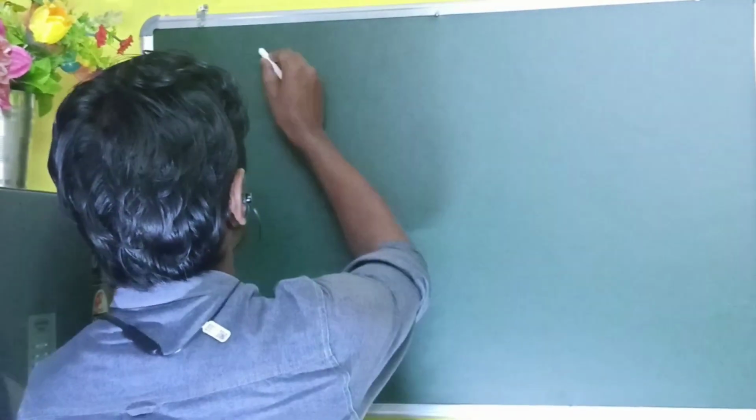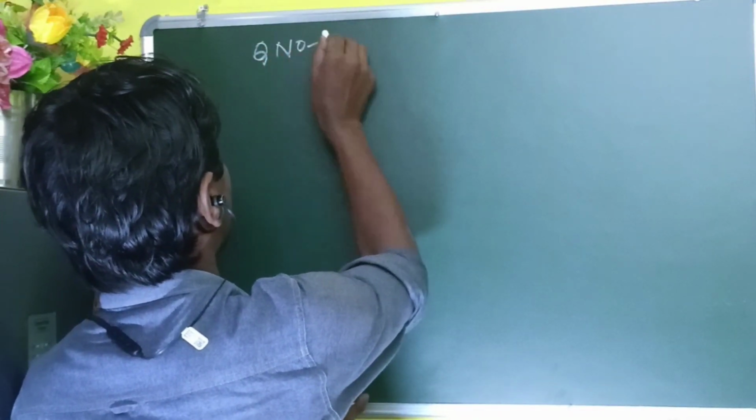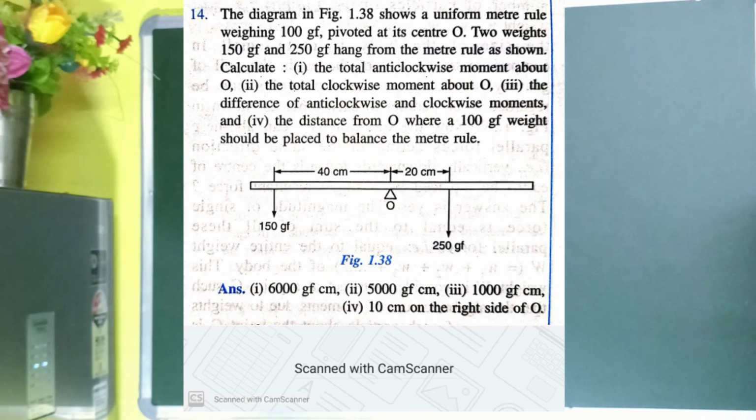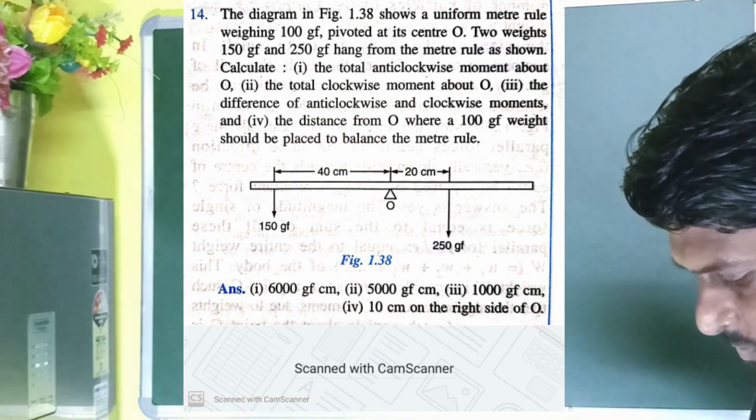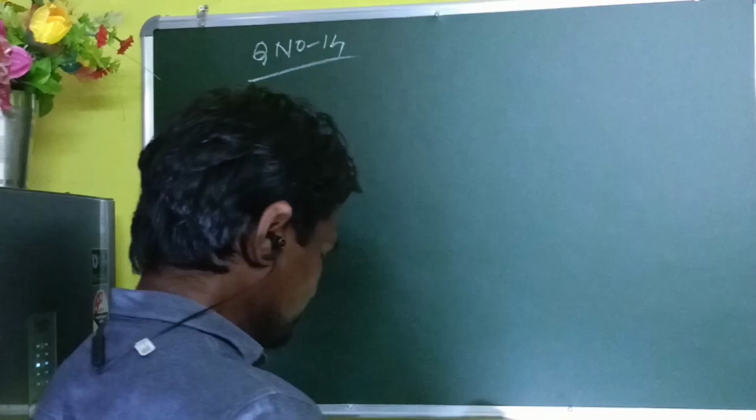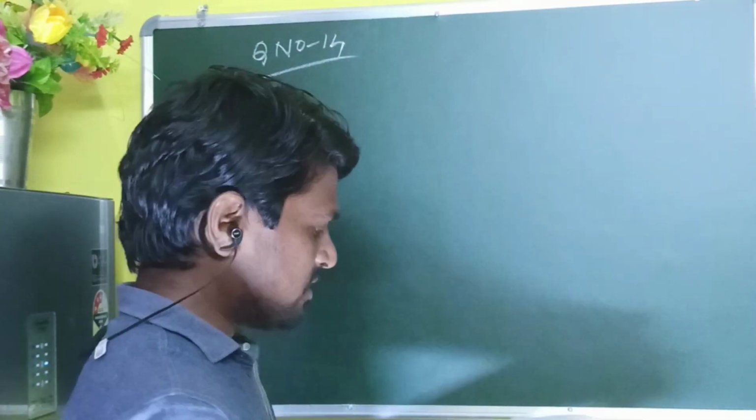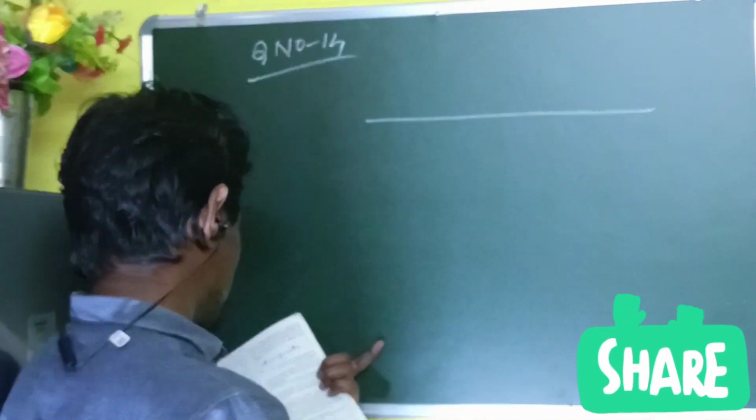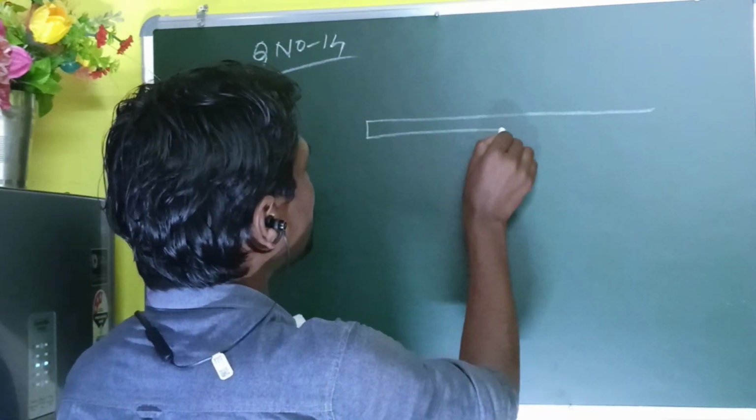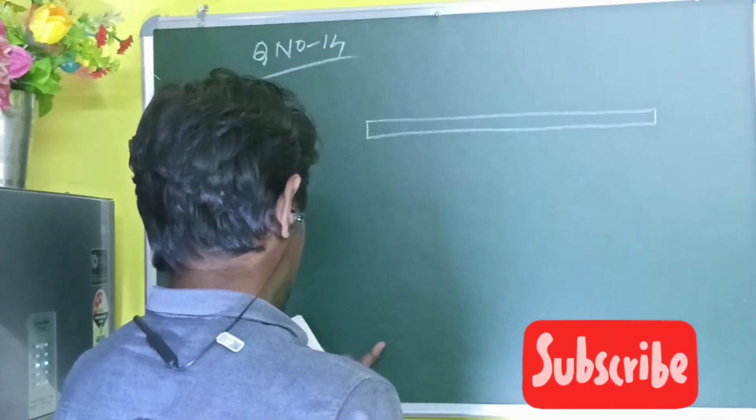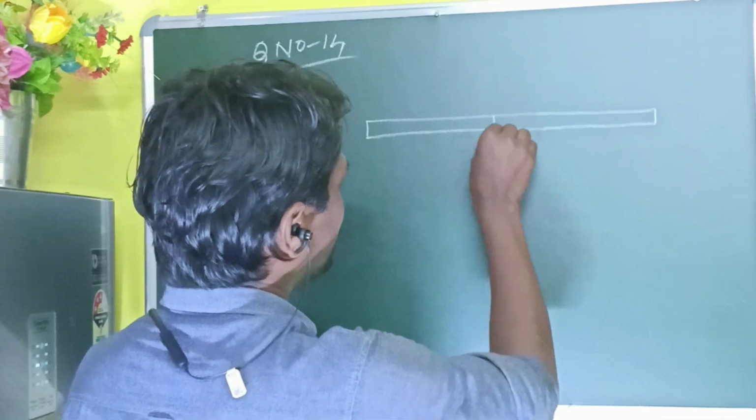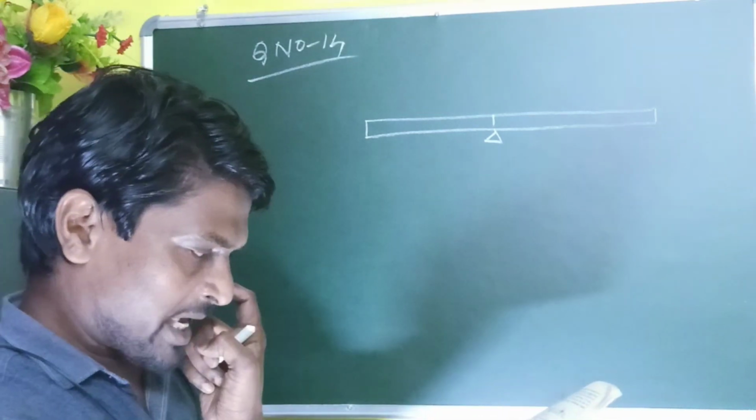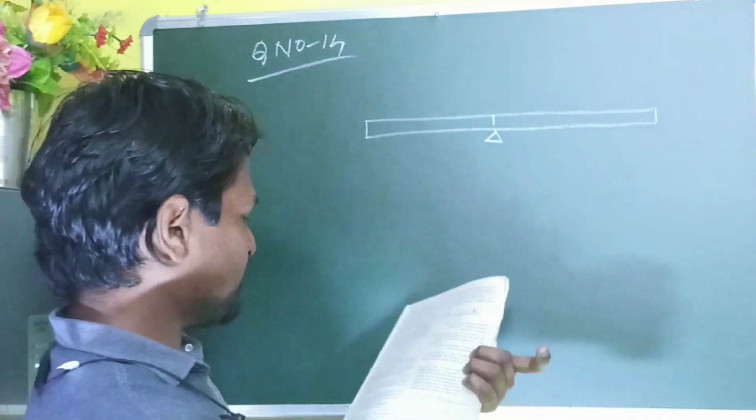So students, question number 14. You can pause the video and write down the question. There is a figure, and I draw this figure. This is a figure of a meter rule, and there is a knife edge at the middle point.